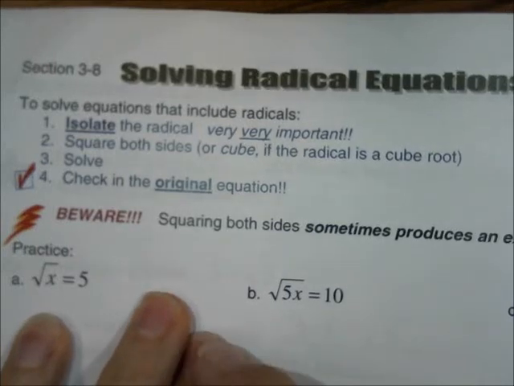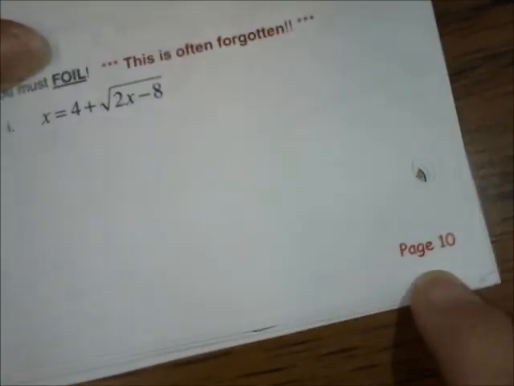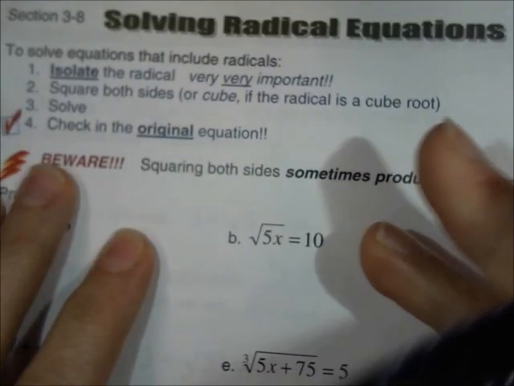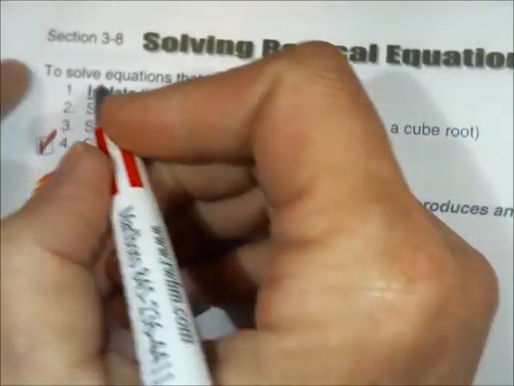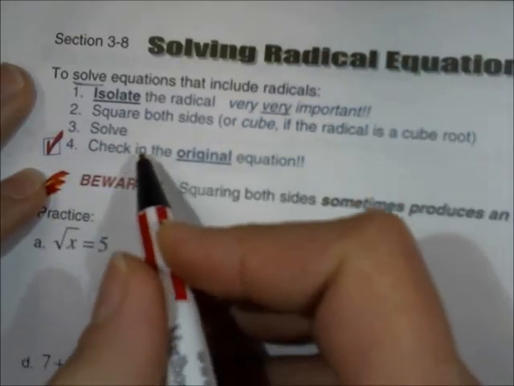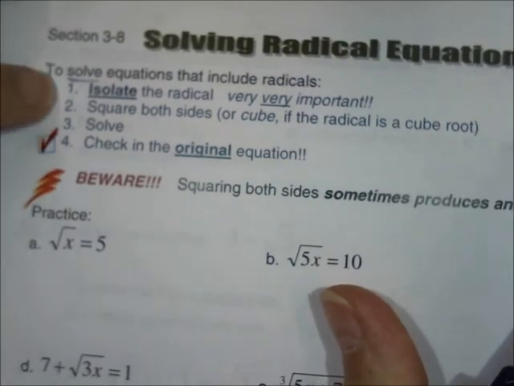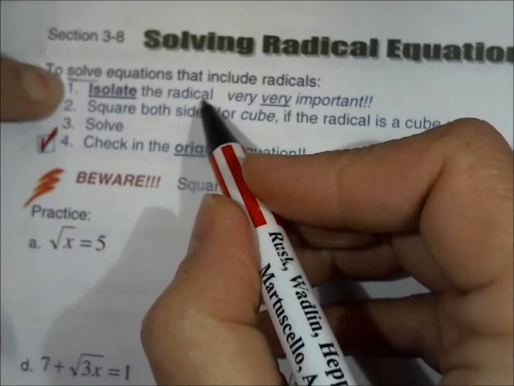Hello. Today we're going to talk about the last section of Chapter 3, which is solving radical equations. And this is your notes, page 10. In order to solve, remember when we're solving equations, you're going to have to tell what x is equal to in the end. And in order to solve equations that contain radicals, the first step is to isolate the radical.